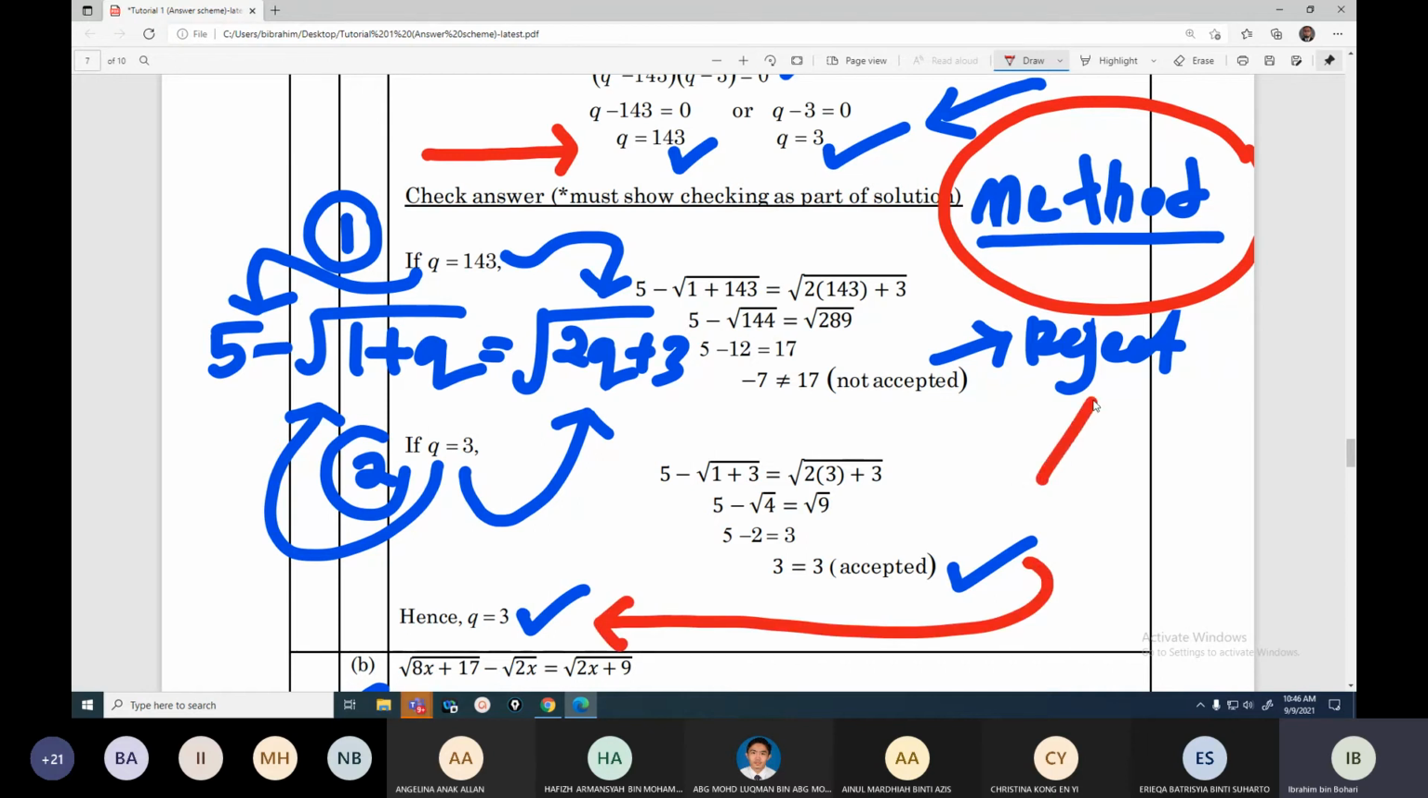Jadi this one memang kena buat. Kalau you tak buat, you punya markah nanti tak cukup. Kalau markah dia ada 10, maybe kita akan bagi you paling besar pun dapat 7 saja. Lagi 3 markah tu you tak dapat, sebab you punya method tu tak cukup dan tak complete. Jadi you tak dapat full marks nanti. Better buat full solution. Okay.